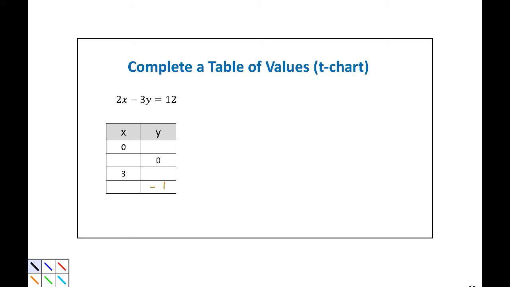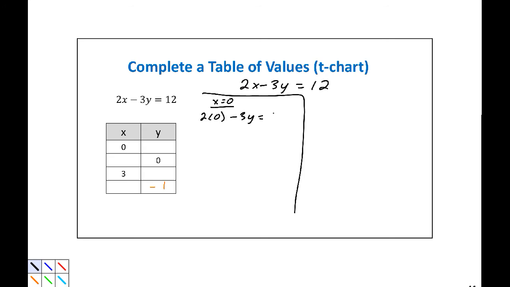All right, so for the first ordered pair, I'm going to say, okay, 2x minus 3y equals 12. That's a given. My x is 0. So x equals 0 tells me that 2 times 0 minus 3y equals 12. Well, 2 times 0 is 0, so this becomes -3y equals 12. And then dividing by -3, we see that y equals -4. So I'm going to fill in my table (0, -4). That is one ordered pair.